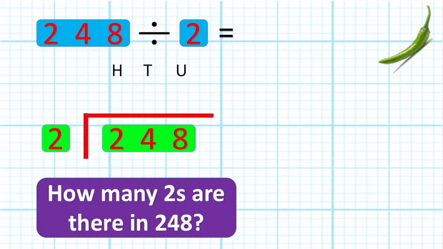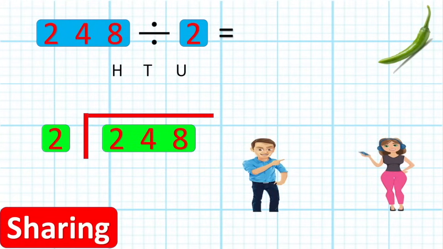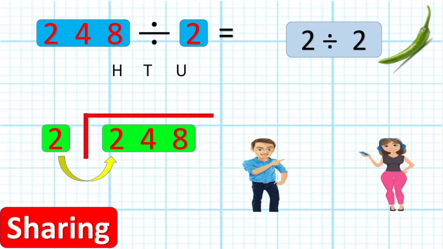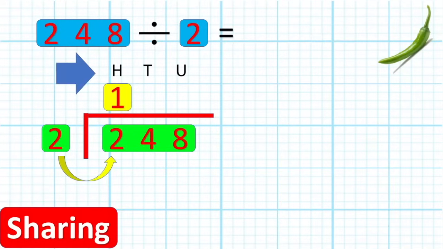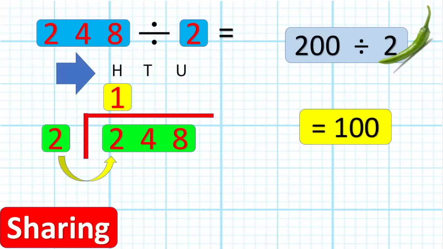So, if we look at this first part, 2 divided by 2, how many 2's are there in 2? Let's share it out. Well, it's 1. We can share it evenly once. But the question actually said, how many 2's are there in 200? And the answer is actually 100. Let's keep that in the back of our minds for our own understanding.